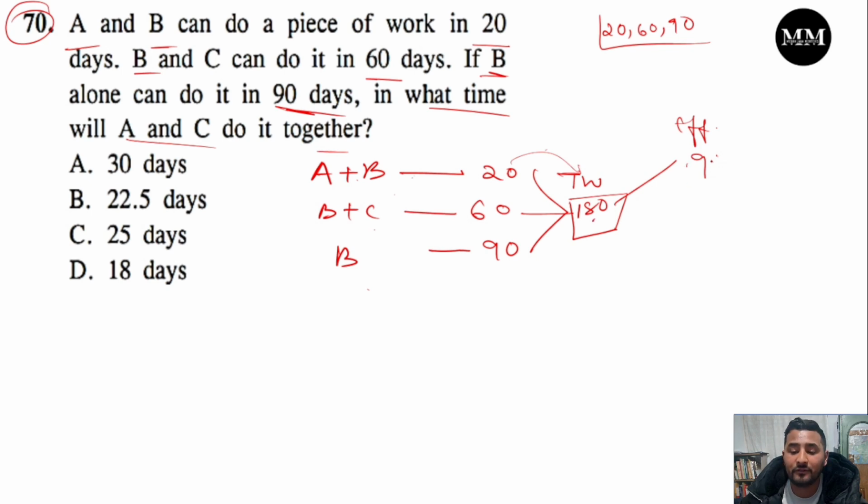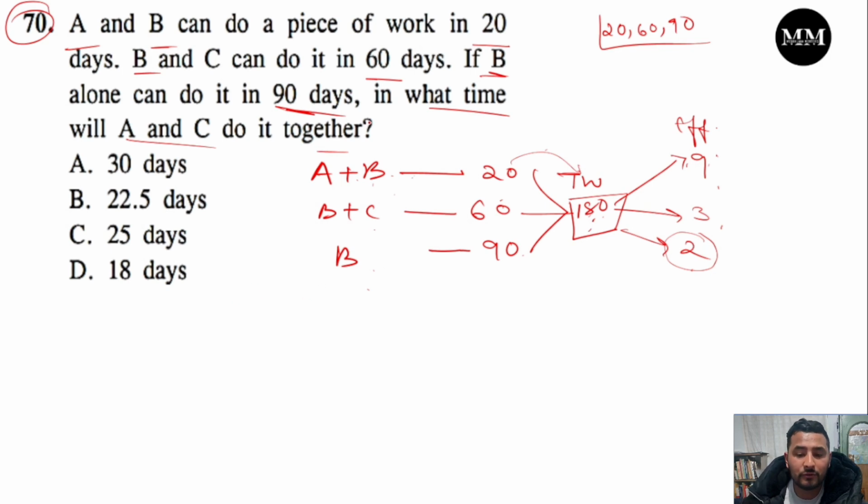Remember, you find efficiency. Now 60 into how much is 180? 60 into 3 is 180. And 90 into how much is 180? 90 into 2 is 180. So efficiency for A plus B is 9, B plus C is 3, B is 2. Total work is 180. So if B alone works, then B can do 2 work per day.